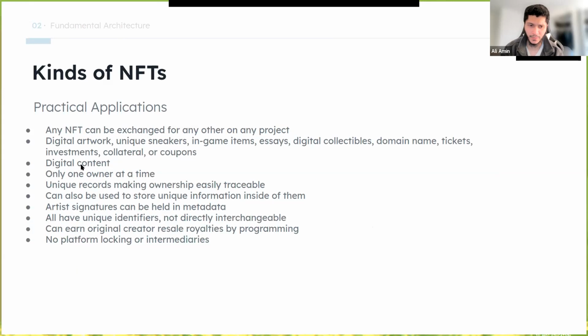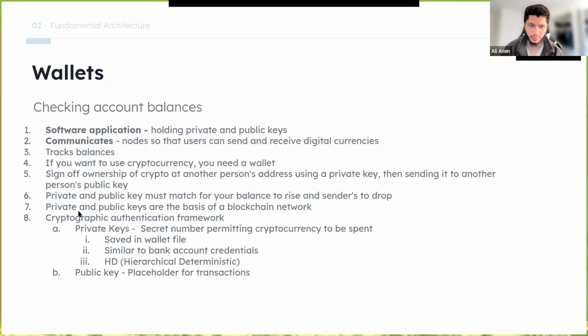Digital content: there can only be one owner at a time. Unique records make ownership easily traceable. You can store unique information inside of them, obviously. You can have artist signatures and metadata, for example. Each one has a unique identifier, resale royalties, and no platform locking. So we kind of went over all that stuff already.